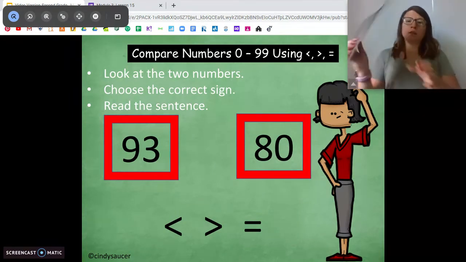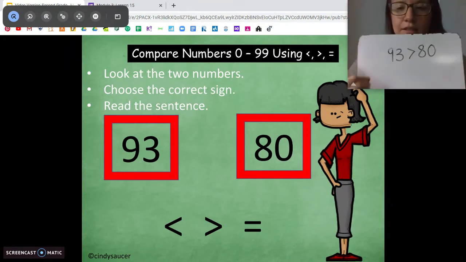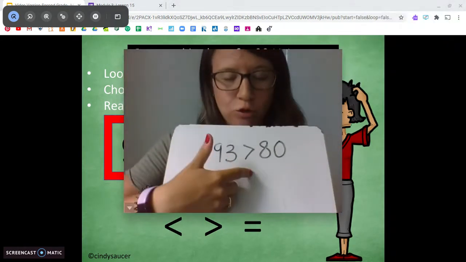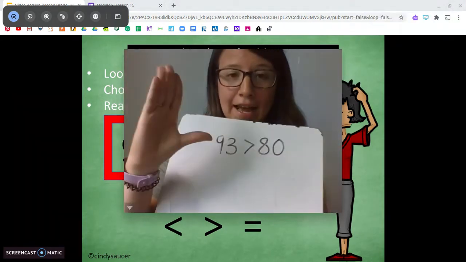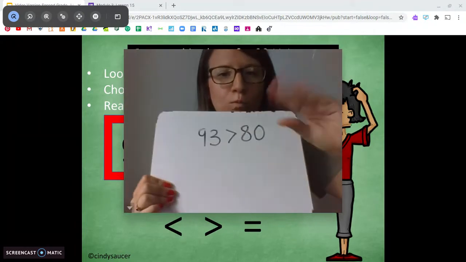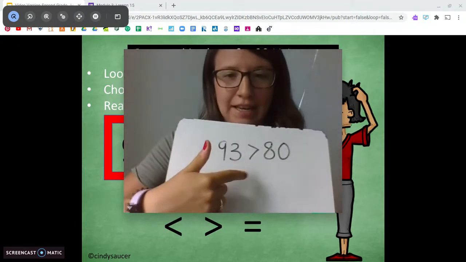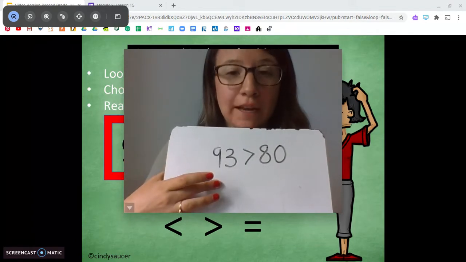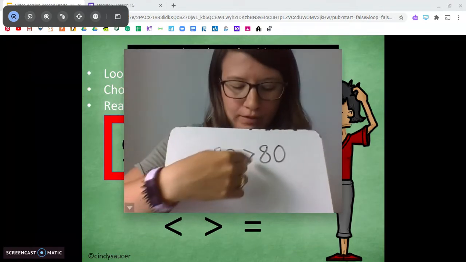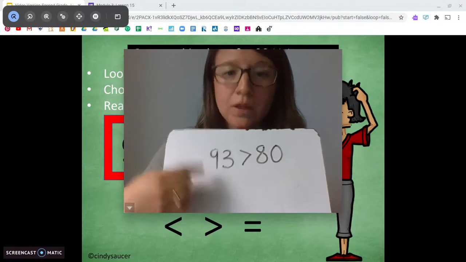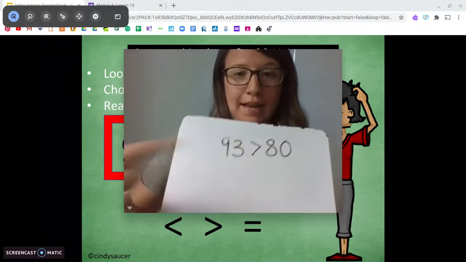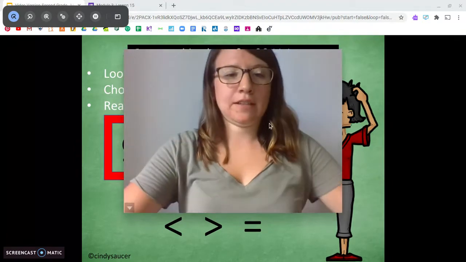Okay, ready? So this is what my comparison sentence looks like. I'll make myself bigger. I have 93 is greater than 80. 93 is eating the 80 because 93 is bigger. So 93 is greater than 80. Do you see how the mouth is kind of open to the 93? So that's how I want you to do it. We're going to practice saying it. 93 is greater than 80. All right, let's try the next one.